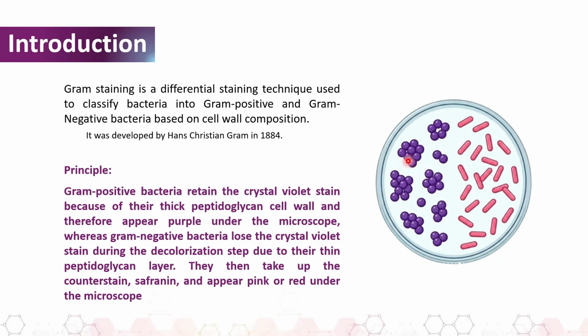So this is a picture showing a gram-positive bacteria picking up the primary stain, which is the crystal violet, and appearing as a purple color under the microscope. And this is also a picture showing a gram-negative bacteria picking up the counterstain, which is the safranin, after losing the primary stain during the decolorization step.